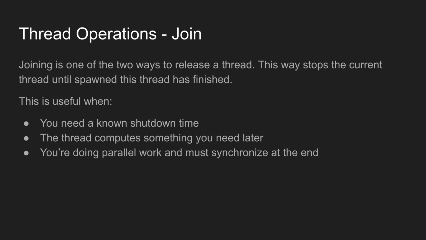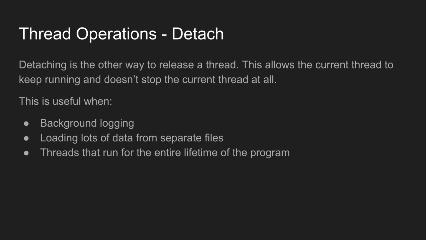This is useful when you need a known shutdown time, the thread computes data you need later, or you must synchronize parallel work at the end. Detaching is the other way to release a thread. It allows the current thread to keep running without stopping it at all. Detaching is useful for background logging, loading large amounts of data, or threads that run for the entire program lifetime.